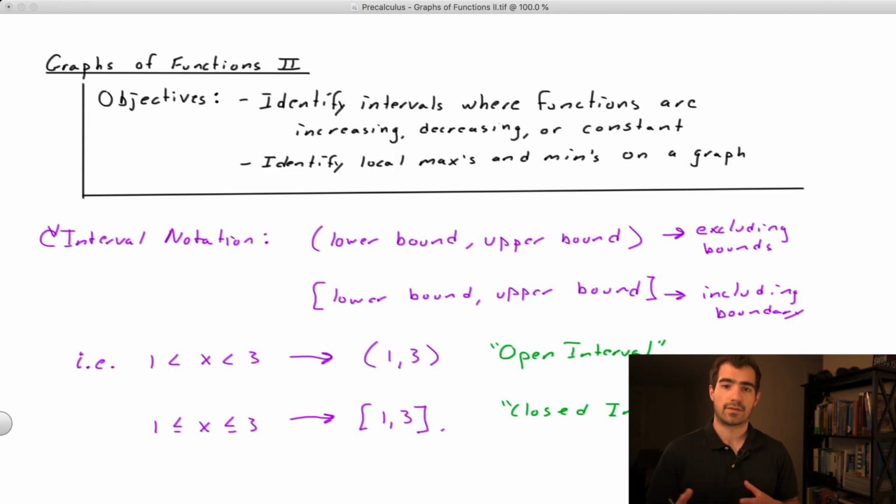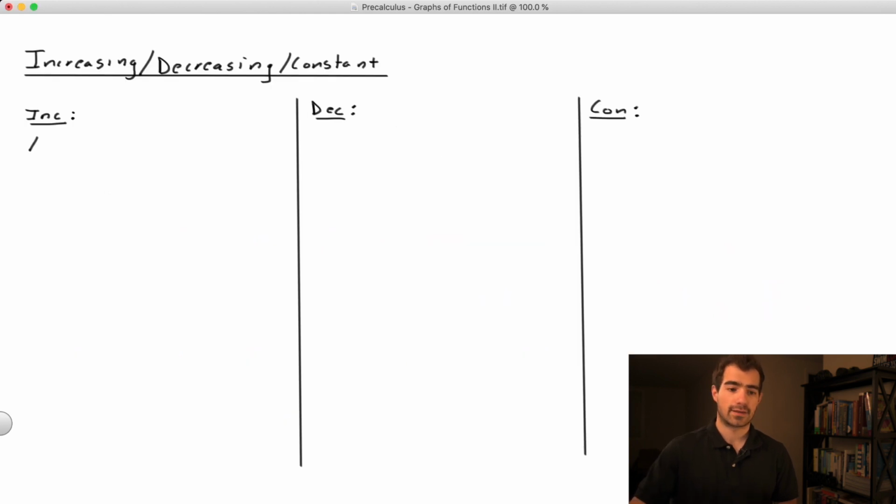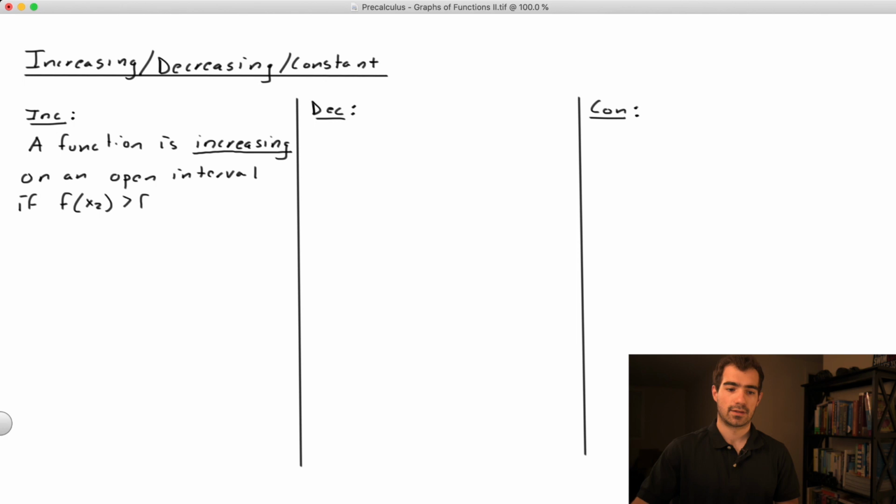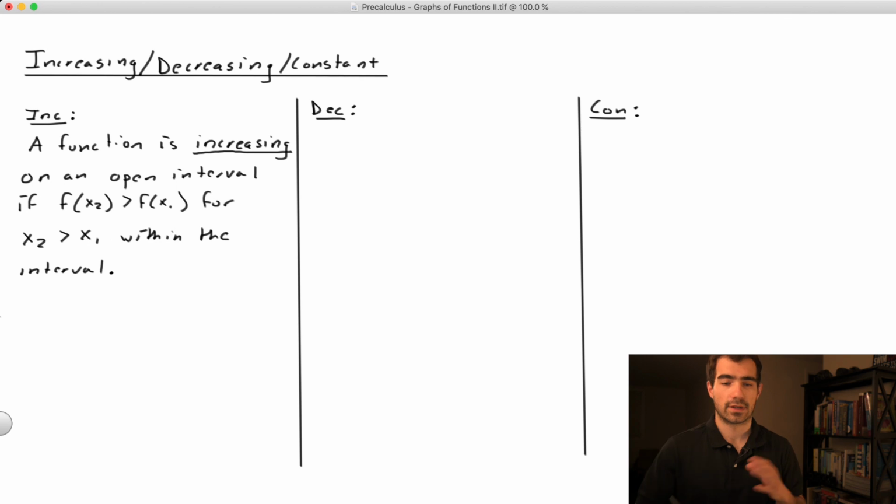And so with that discussion of interval notation, we can start to define when a function is increasing, decreasing, or constant on an interval. And so what we can say is that a function is increasing on an open interval if f of x2 is greater than f of x1 for any x2 greater than x1 within the interval. Now again, a lot of times with these more formal math definitions, they sound really fancy, but if we actually break it down, it's a little bit simpler than what it seems.